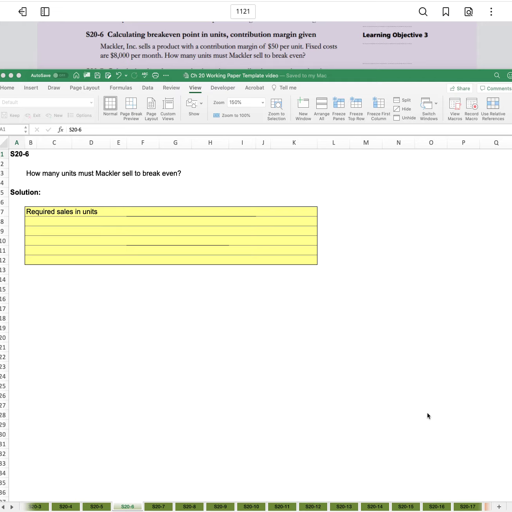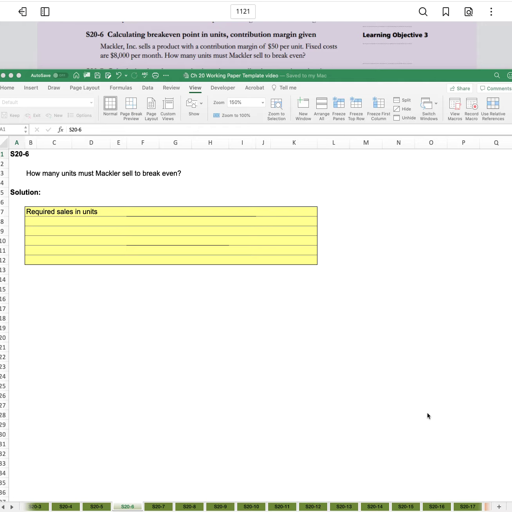Calculating break-even point in units, contribution margin given. Mackler Inc. sells a product with a contribution margin of $50 per unit. Fixed costs are $8,000 per month. How many units must Mackler sell to break even?